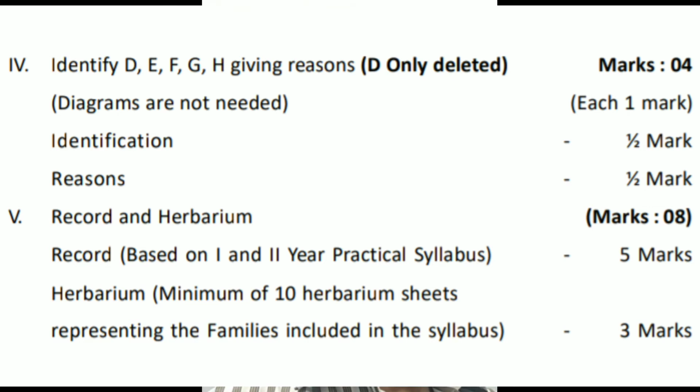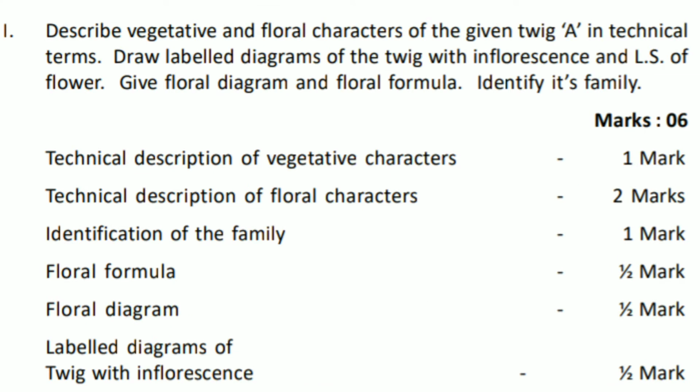The first section is the major part, and it carries 6 marks. Describe the vegetative and floral characters of the given twig A in technical terms. Draw labeled diagrams of the twig with inflorescence and LS of flower. Give the floral diagram and floral formula. Identify its family. Whenever you enter the examination hall, they will give you the answer booklet. You have to write the vegetative and floral characters of the given twig. First, they will give one twig.